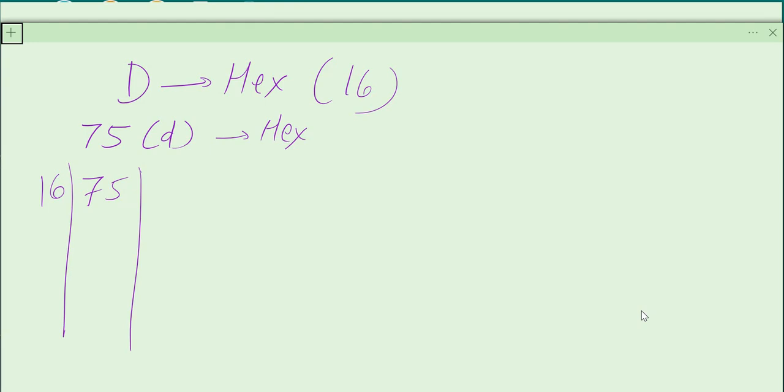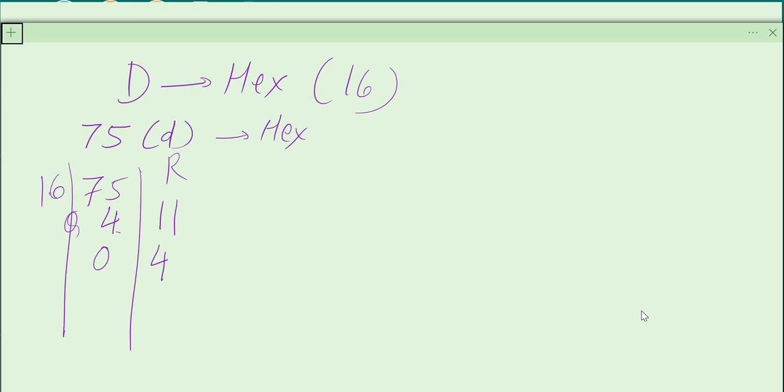16 1s are 16, 16 2s are 32, then 48, 16 4s are 64, 16 5s are 80. So 16 4s are 64. After 64, count up to 75 to get the remainder. 64, 74 is 10, 75 is 11. So 11 will be the remainder and 4 is the quotient. Now 4 divided by 16. So the quotient is 0 and the remainder is 4.